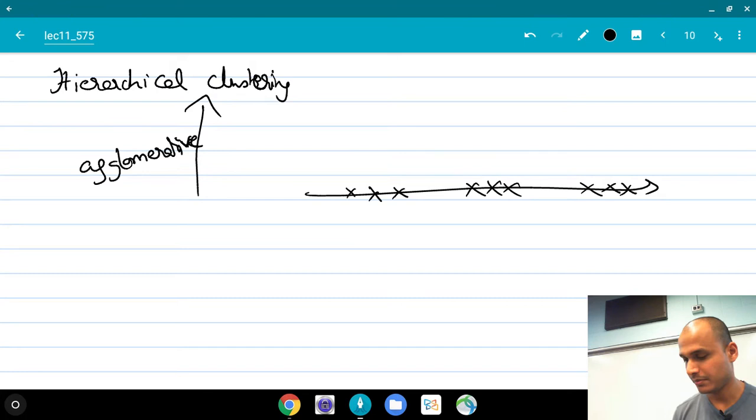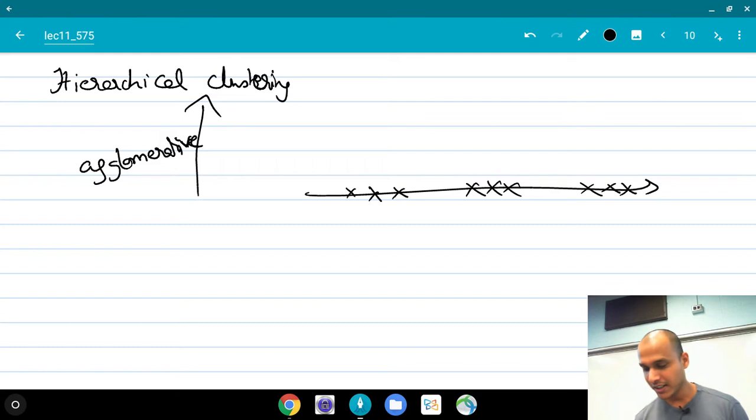It's just a word which means that I'm going to aggregate things. So the way I'm going to start is that every point belongs to its own cluster. So there are 9 clusters here, and then I'm going to combine clusters. So I'm going to aggregate individual clusters together to create the next level of clusters.